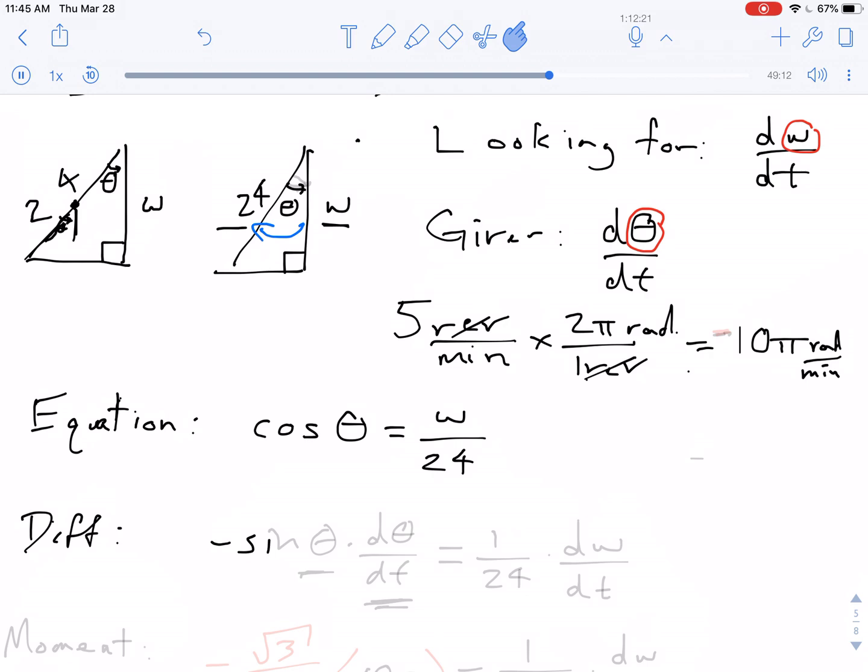So I get negative sine of theta times d theta dt. This is why we need radians, because this d theta dt, this angular velocity, is outside the sine function, and we cannot use anything else besides radians when we're outside the sine function. Then w, take the derivative of that. That would be 1 over 24 times dw dt. All right, so now I need my moment. This is the appropriate time to do the moment. After I differentiate, I'm going to plug in what I have, knowing that I have sine of theta.